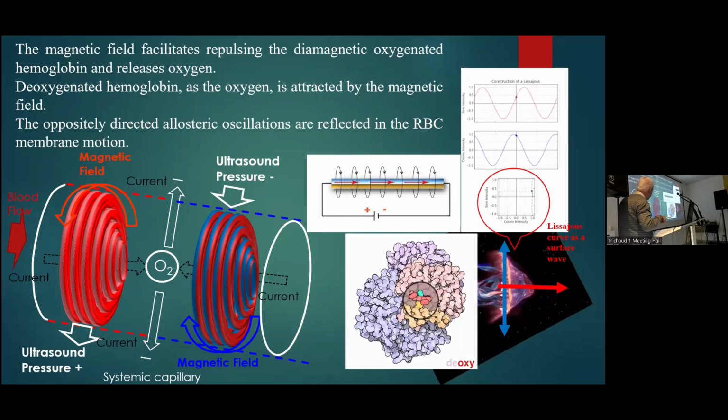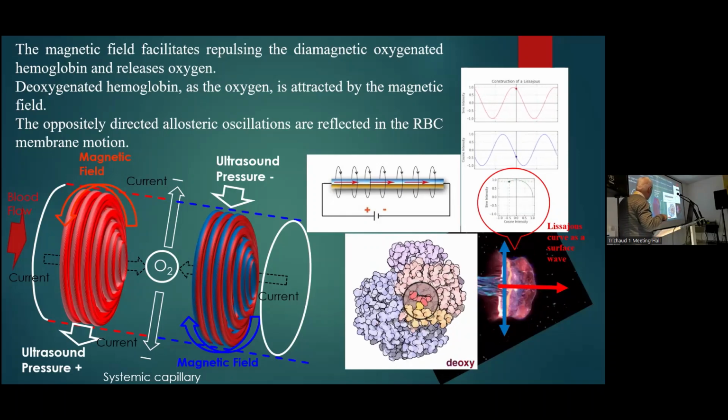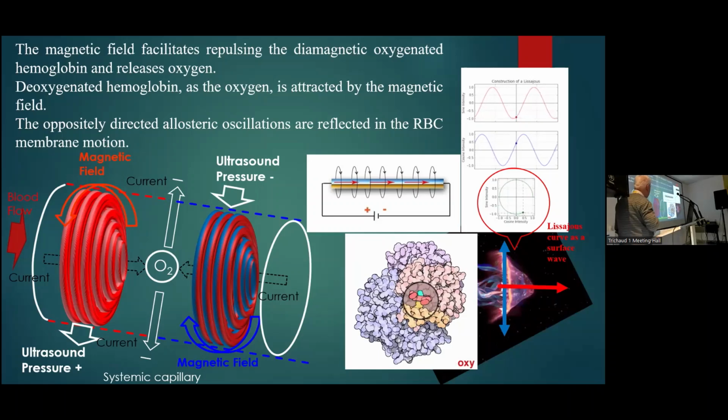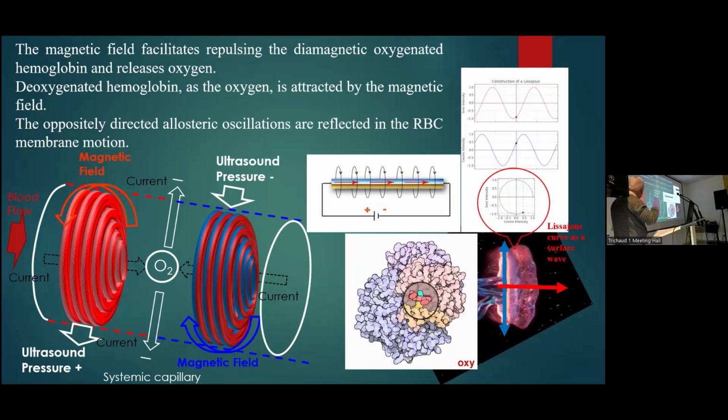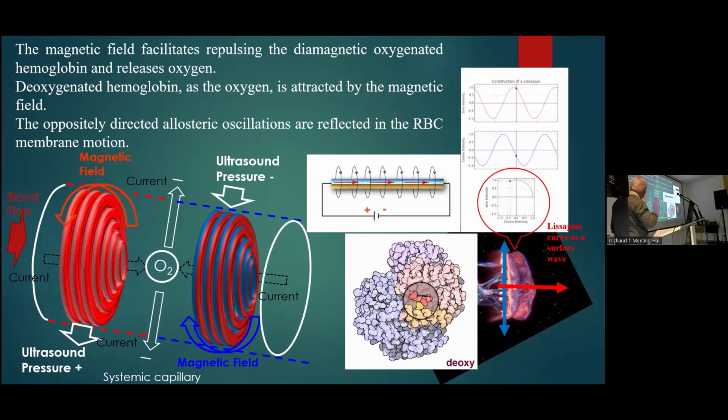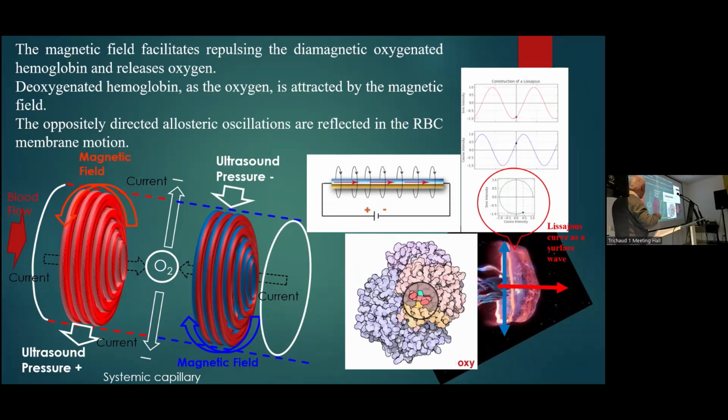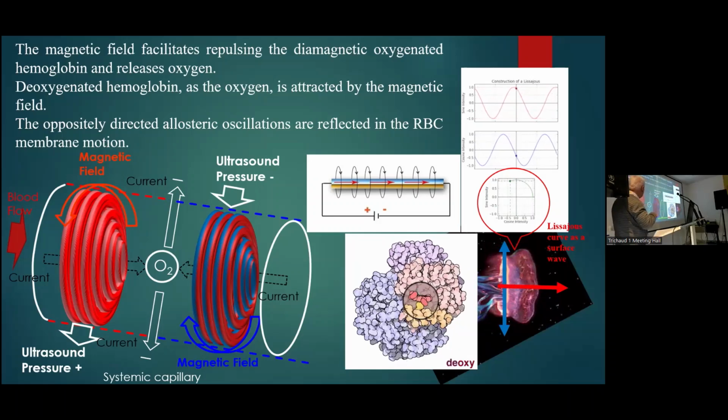On the other side, in this position, oxygen goes out and comes into the erythrocyte. That is why it forms so-called allosteric oscillations. But these oscillations have opposite directions. That is why it gives the possibility, during a short time, to take up oxygen in venous blood in the pulmonary circulation, and reject oxygen in the arterial systemic circulation.